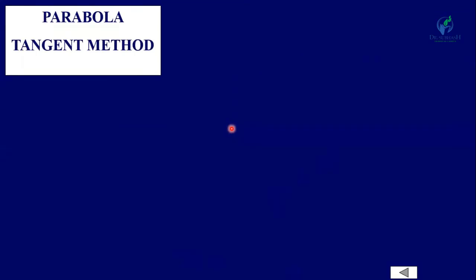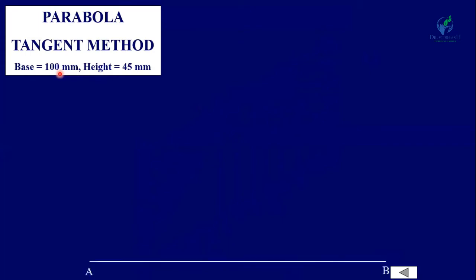Then the next method is the parabola by tangent method. Here in this method the base is 100 mm and the height is 45 mm. Now draw the parabola using the tangent method. First of all draw a line AB equal to 100 mm, which is the base of the parabola. Now you have to remember that in this method our height is equal to 45 mm.